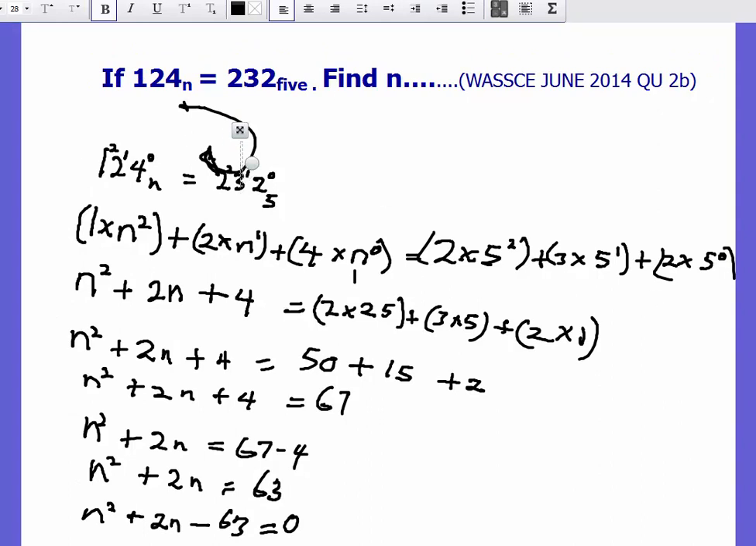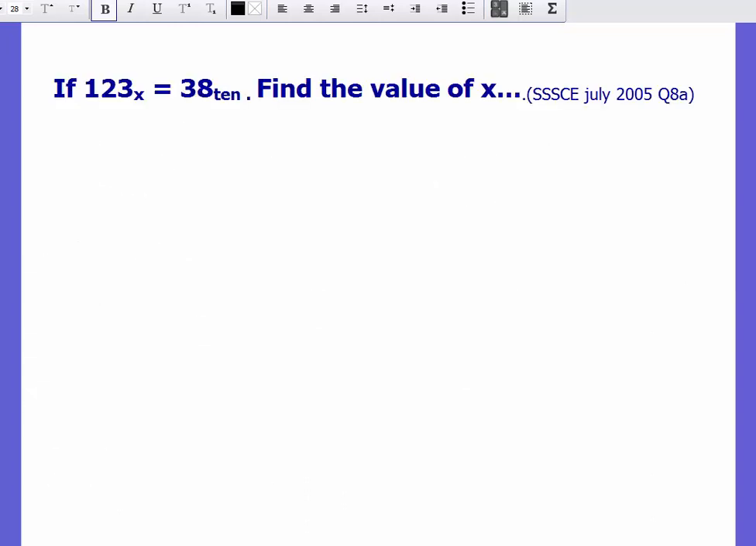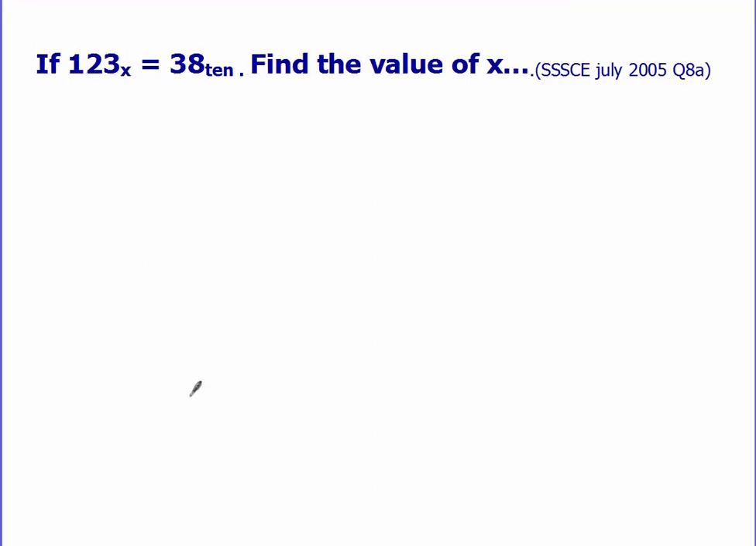Good. I hope you understood the question and the procedure. Good. So let's move to the next question. I think with that you'll be able to understand it better. The next question here we have, if 123 base x equal to 38 base 10. Right, this one is already in base 10. So what we have to do now is only convert 123 base x to base 10 so that we can equate it to 38.